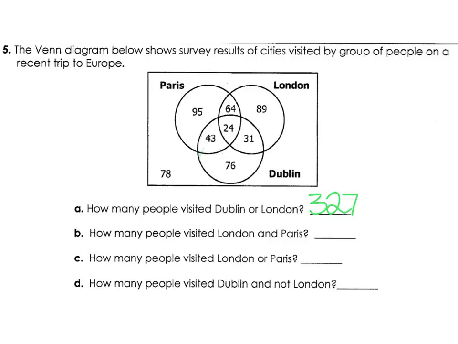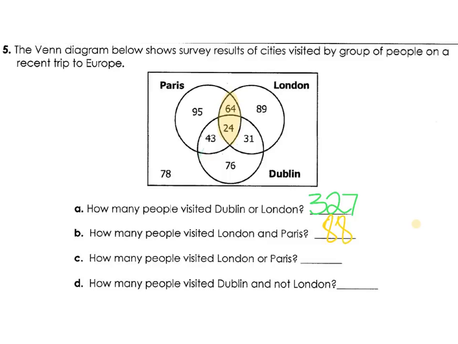and where we can tell both people went to both Paris and London. So that would be this section right here. All right, so this is the part that's overlapping. That's where we can tell those are the people who went to both Paris and London. So we add them together. 64 plus 24 gives us 88.